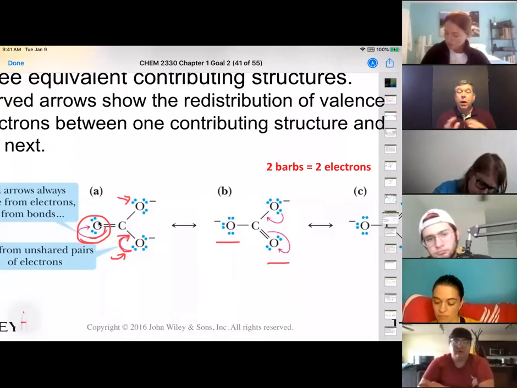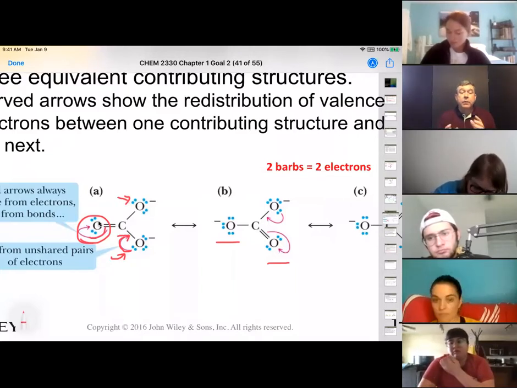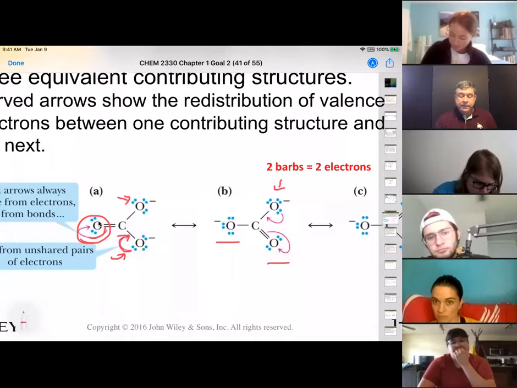Okay? All we did was we didn't break a connection between a carbon and an oxygen. We didn't add a new connection between 2 oxygens. All we did was move an electron around, changed which atom had that second bond. Okay? Now, why can't this one up here have the double bond? Well, there's no reason it can't.